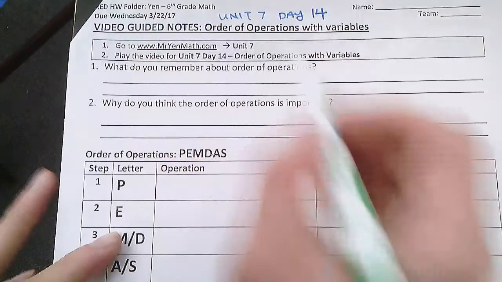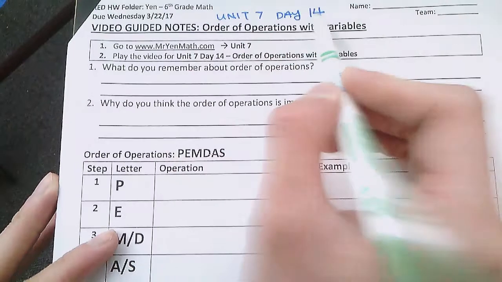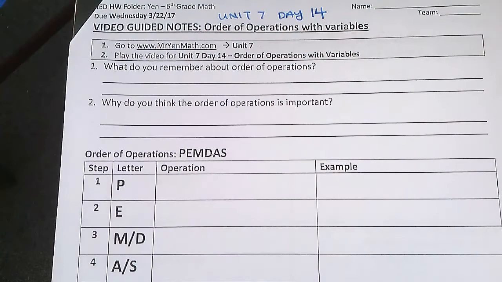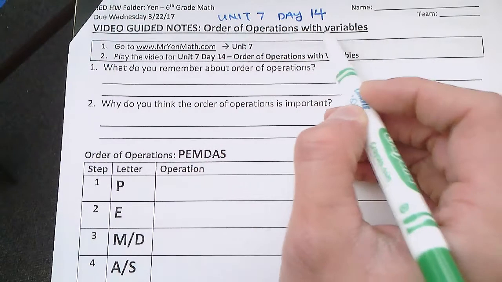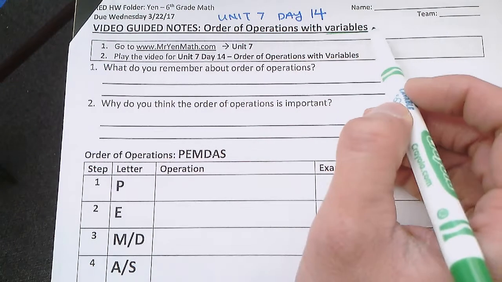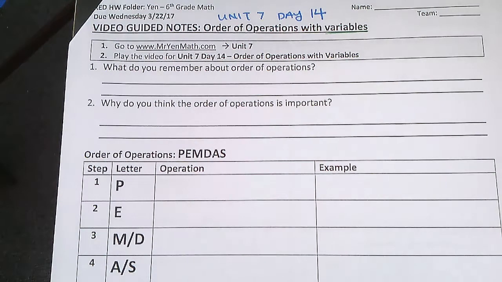This is the video for Unit 7, Day 14, and today we're continuing order of operations, and now we're going to introduce variables. If you remember, variables are when we use a letter to represent some amount in a math situation.